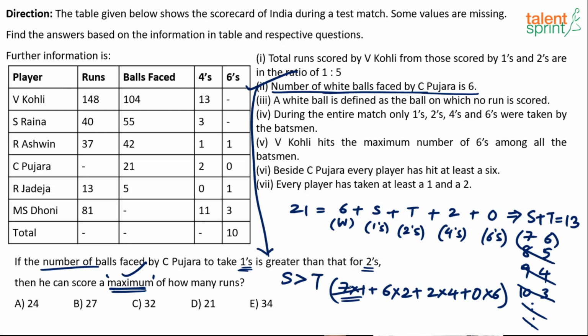So 7, this is 12, this is 8, and this is 0. So what is the score of Pujara? Tell me now. 7 plus 12, 19, 19 plus 8, 27. 27 runs is what he can score maximum.